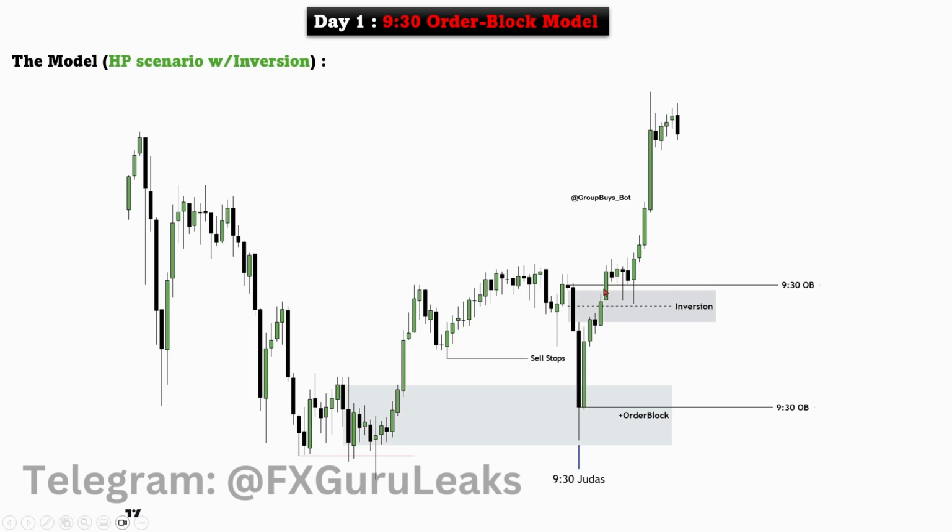Inversion, your limit order will be here. Price retested this inversion and then boom, moved towards buy side where we had more stops, more buy stops, right? So this is our two-stage distribution, high probability for our order block. So I hope you guys understood our 9:30 order block model. Very simple, very basic. So this is very likely our last lecture on order block.